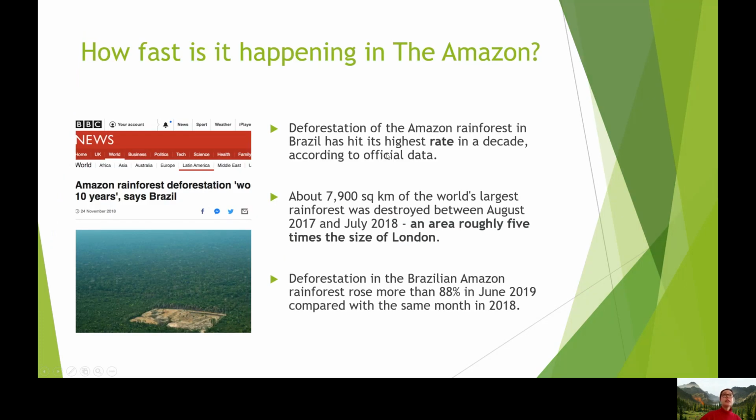Let's find out more. Deforestation of the Amazon rainforest in Brazil has hit its highest rate in a decade. Rate means speed. Nearly 8,000 square kilometers of the world's largest rainforest was destroyed between August 2017 and July 2018, an area roughly 5 times the size of London. Deforestation of the Amazon rose more than 88% in June 2019, compared with the same month in 2018. So we can see that it's getting faster and faster, the rate of deforestation.